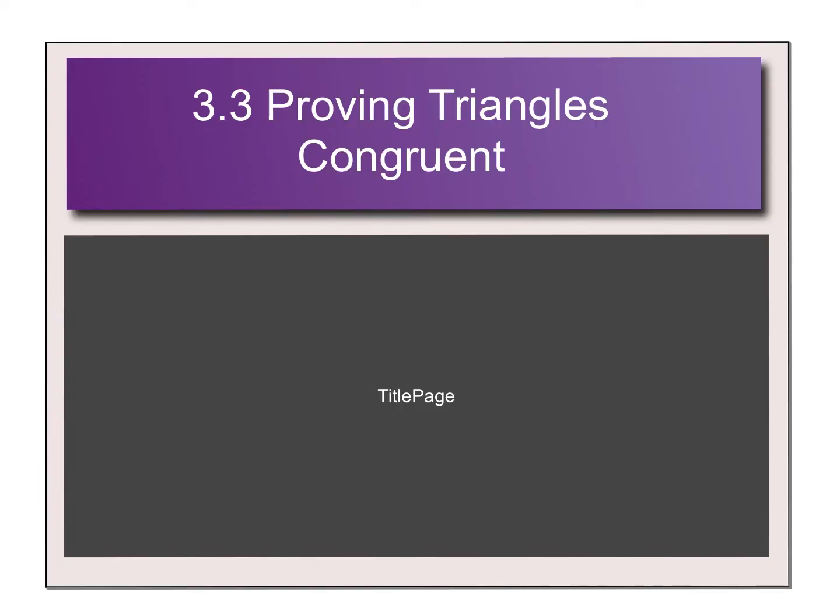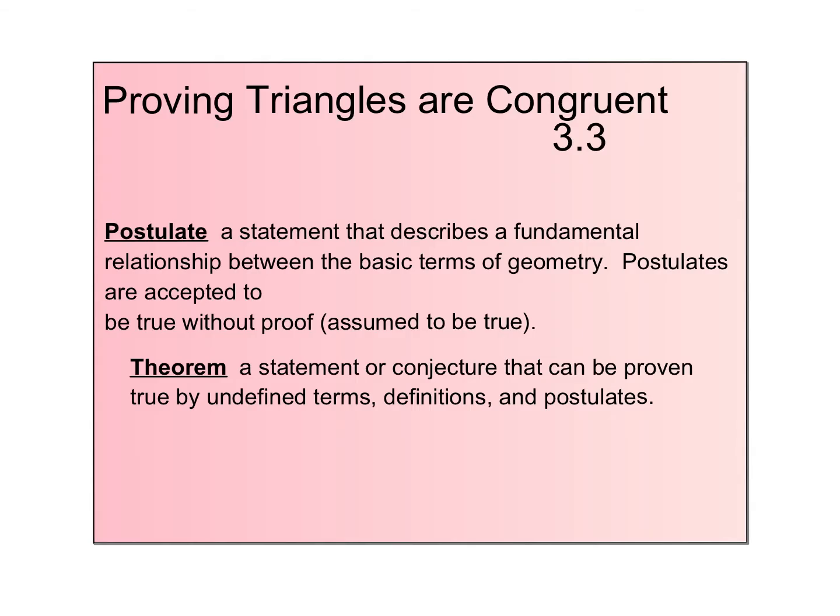This should actually be 3.4, not 3.3. It's 3.4. That's been a 4 the whole time. Now we're talking about proving triangles congruent, and proving triangles congruent is exactly what it sounds like. You're taking two triangles and seeing if they are congruent to each other.